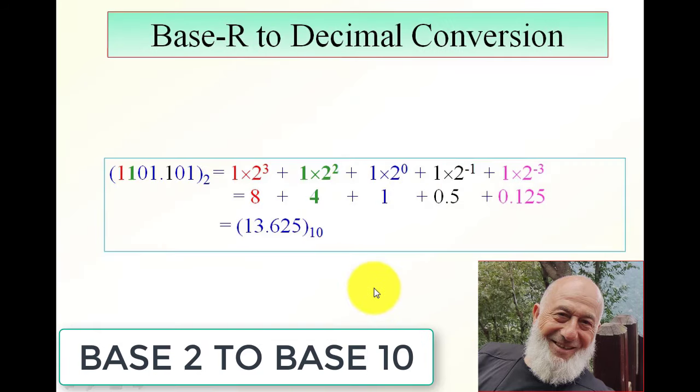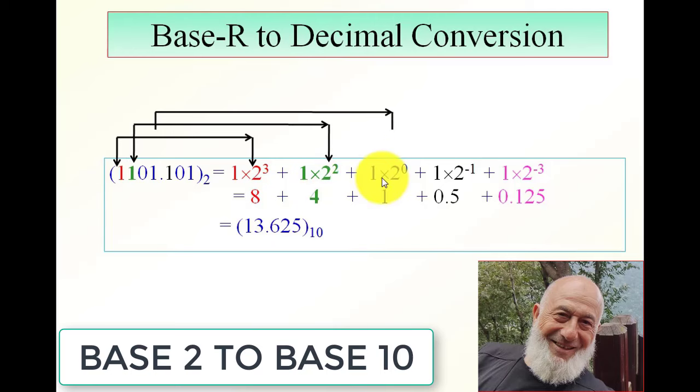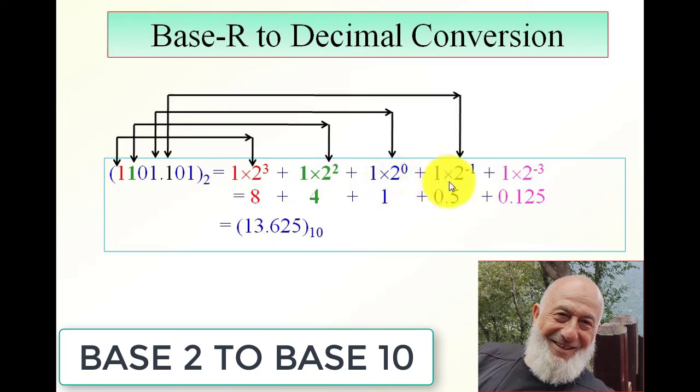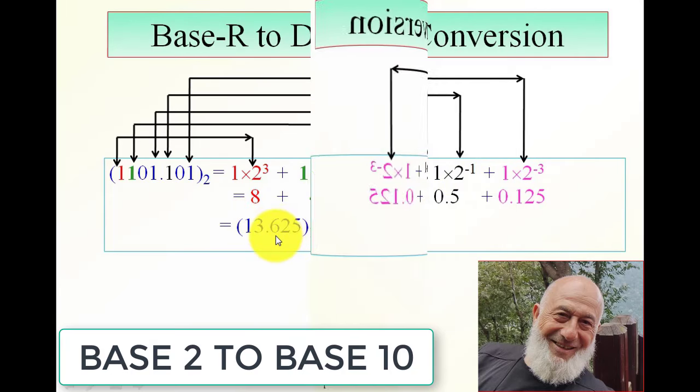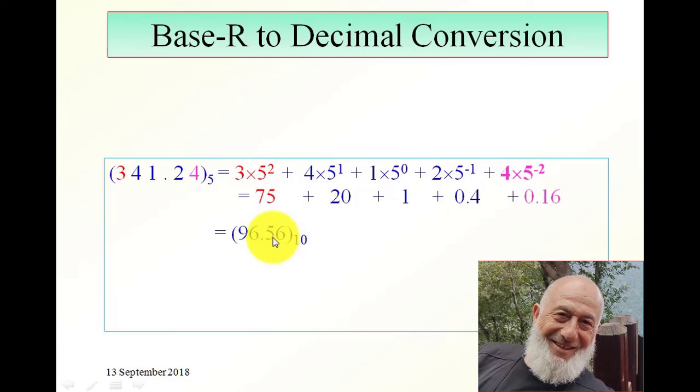Okay, how to convert from base R to decimal. In this example, we have a base 2 number. We want to convert it into a base 10 number, a decimal number. This here is the value for this number. This is the value for this number. We add the values for the digits in the number, and we get the final result.